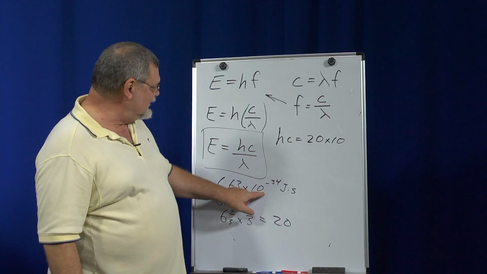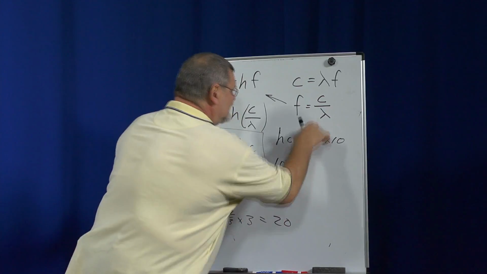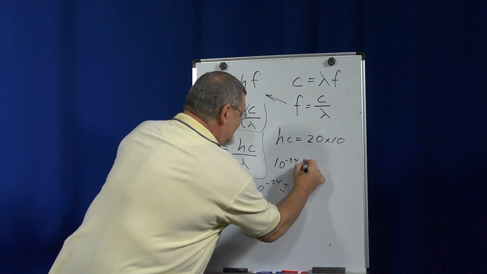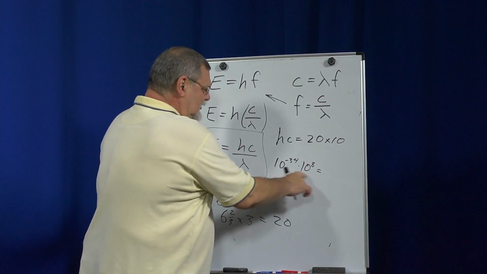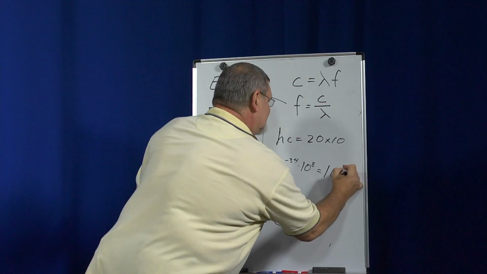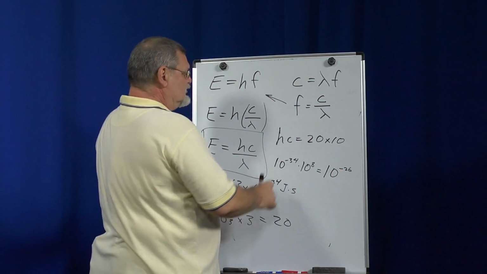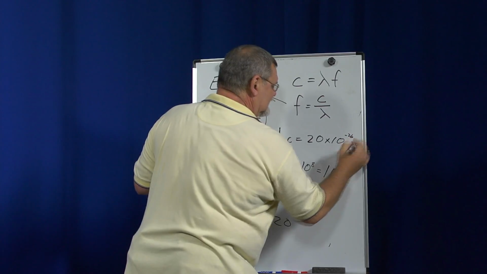So when we multiply 10 to the negative 34th, Planck's constant, times the speed of light, which is 3 times 10 to the 8th, when we multiply these two numbers here, what do we get? We get 10 to the negative 26. So for hc, you can use 20 times 10 to the negative 26.